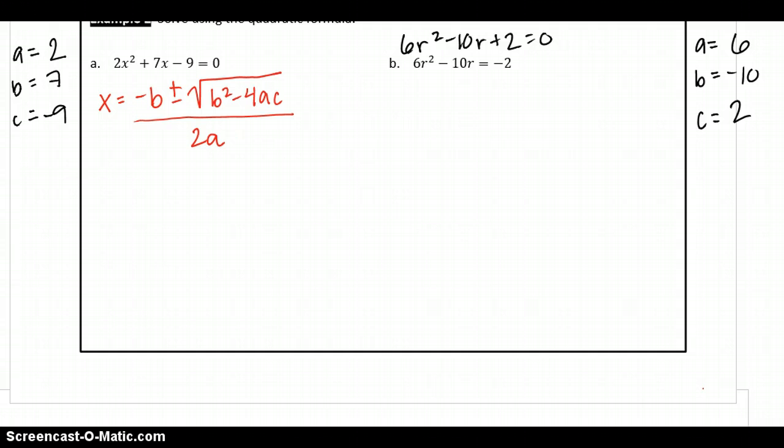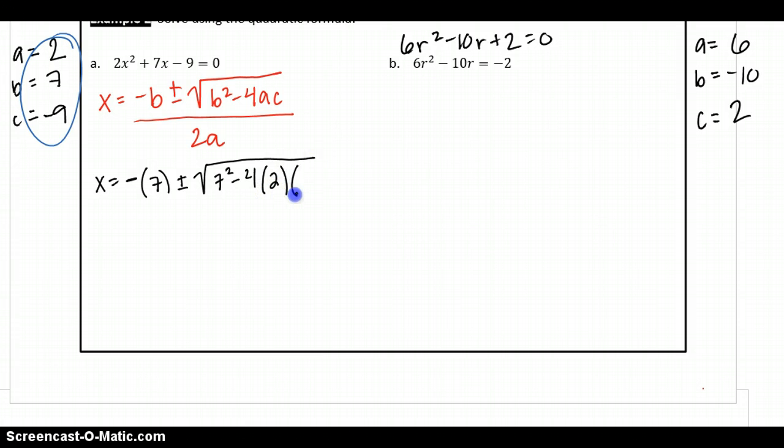My a, b, and c I have here, I'm just going to plug those in for a, b, and c into my formula. So x equals negative b, so negative 7, plus or minus, leave the plus or minus in there until the very end, and then the square root of b squared, so 7 squared, minus 4 times 2 for a, times negative 9 for c, and all of that is over 2 times a, which is 2. Okay? Are you looking at the inside of the square root? Look at your signs when you multiply.